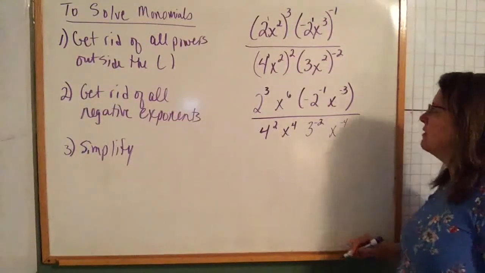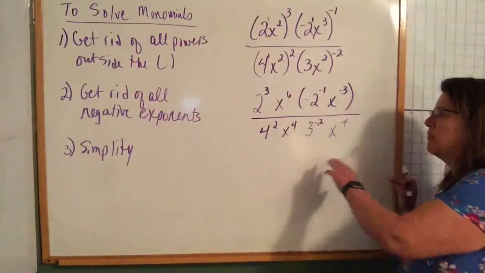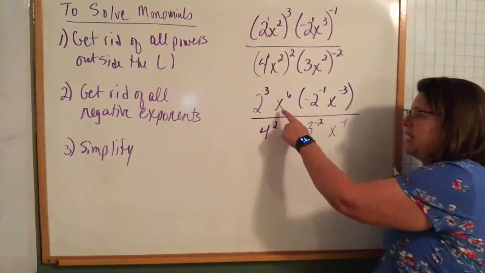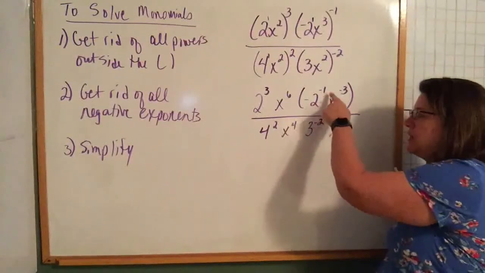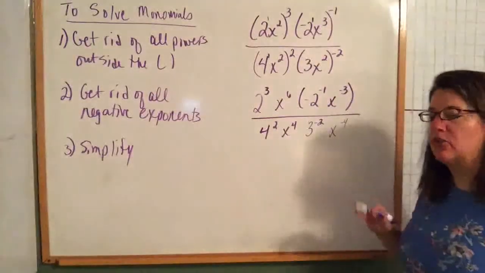Now, looking at this, understand these parentheses really don't mean anything other than I'm trying to make sure you understand this is not x to the 6th minus 2 to the -1. That is times -2 to the -1. We will get rid of that in just a minute.